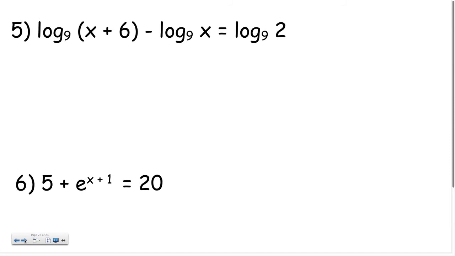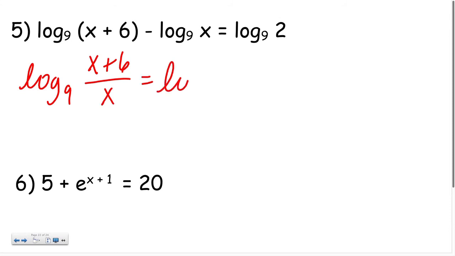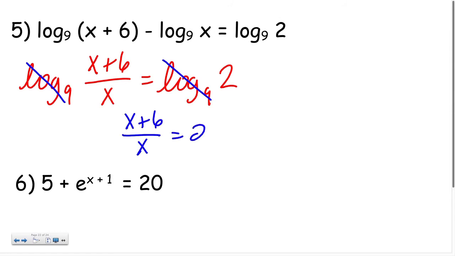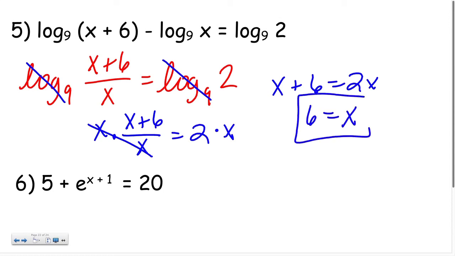So again, we've got two logs being subtracted on one side. So we're going to condense that. And in subtraction, we're going to use division. Now we've got logs on both sides. So now I can cancel them out. Remember, condense everything first, then cancel out. So we're going to get the x out of the bottom by multiplying. Subtract x. X equals 6.